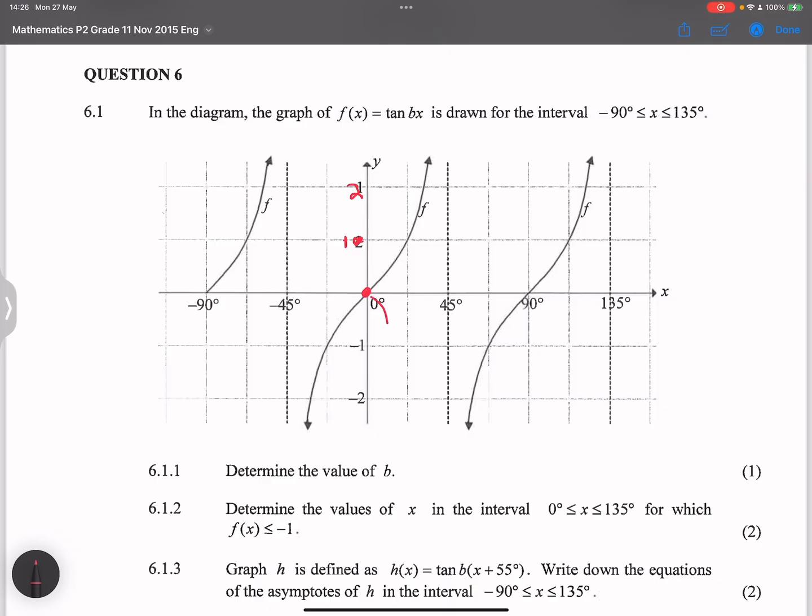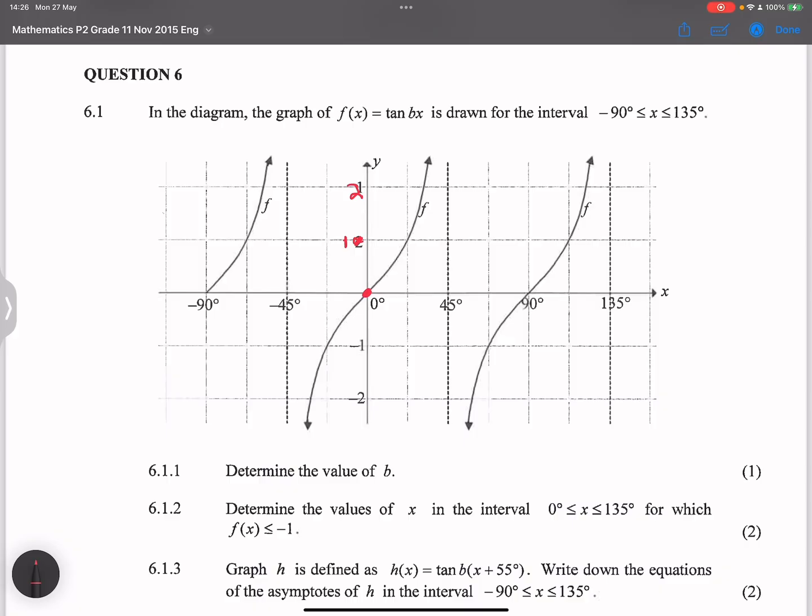This is -1, and 2 steps later, that's going to be -2. So please do note there, so that when we substitute, we can actually get the right thing. Right, now they say to us, determine the value of b. Okay, so we're given in the graph there, f of x is tan of bx, which is drawn in the interval -90 to 135. All right, now to get the value of b, ladies and gents, I can already see that b is going to be 2.